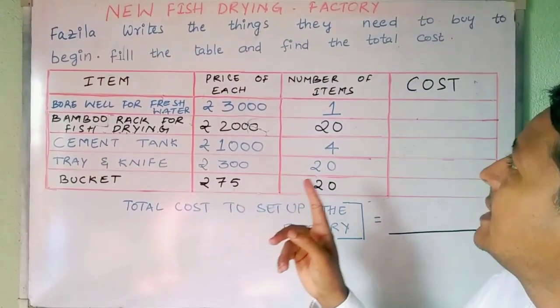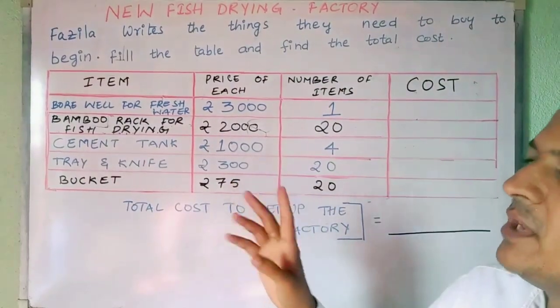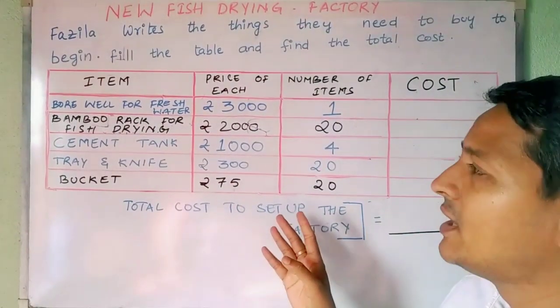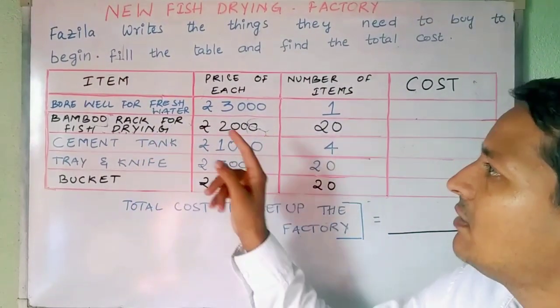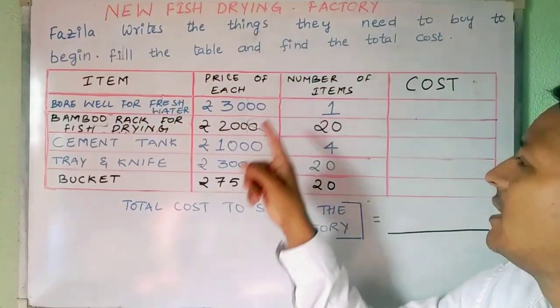Fazila writes the things they need to buy to begin. So if they want to begin a new fish drying factory, what are the items they require? They have listed them down. Fill the table and find the total cost.